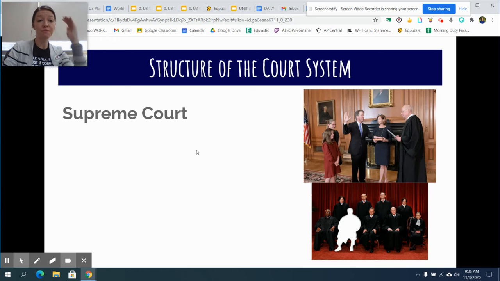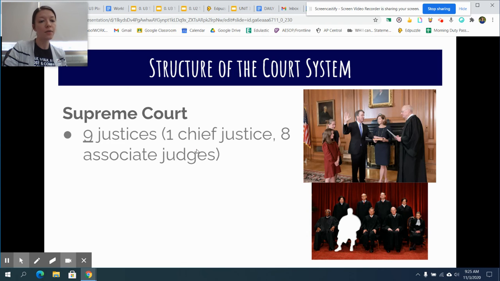And then finally, at the very, very top of our structure, we have the Supreme Court. And the Supreme Court is composed of 9 justices. There is 1 Chief Justice, kind of the head judge, and 8 associate judges. So when Ruth Bader Ginsburg passed away earlier this year, Amy Coney Barrett was nominated onto the court. She became an associate justice.